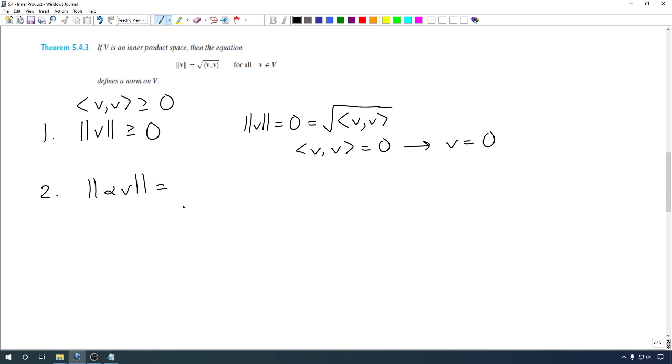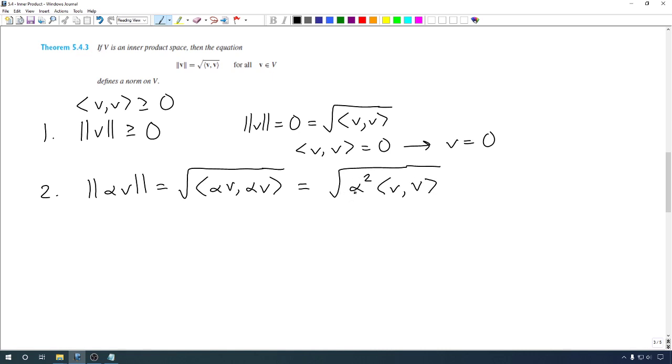Well, we'll go ahead and use our definition here. This is the square root of the inner product of alpha v with itself. Remember, when we have a linear combination in the first slot, we can go ahead and pull out those coefficients and split over the sum. We don't have a sum here, but we can pull out that alpha. But remember, we also talked about being able to do the same thing in the second slot. So we can pull this alpha out too. So I'm going to have an alpha squared out here and just the inner product of v with v.